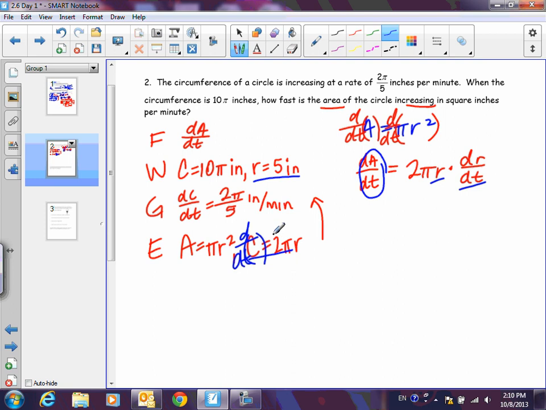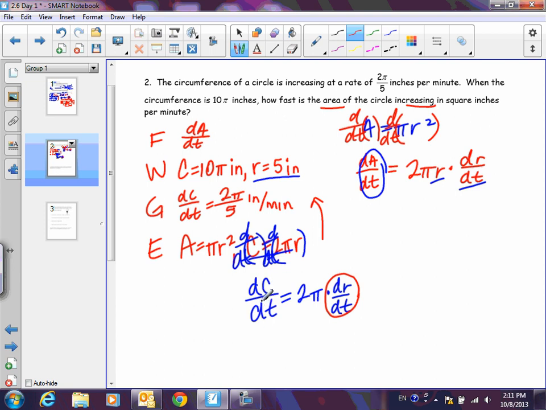d over dt, d over dt. That's going to give me dc over dt. And then what would the derivative of 2 pi r be? 2 pi times dr over dt. The reason this is going to help me is because, okay, can I find dr over dt? Well, I can as long as I can plug something in for dc over dt.